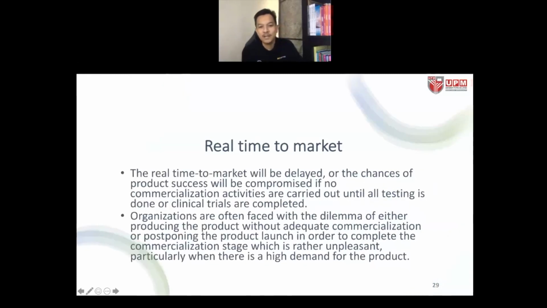So the real time to market will be delayed, or the chances of product success will be compromised, if no commercialization activities are carried out until all testing is done or clinical trials are completed. Organizations are often faced with the dilemma of either producing the product without adequate commercialization or postponing the product launch in order to complete the commercialization stage, which is rather unpleasant, particularly when there is a high demand for the product. So you have to make a wise decision.